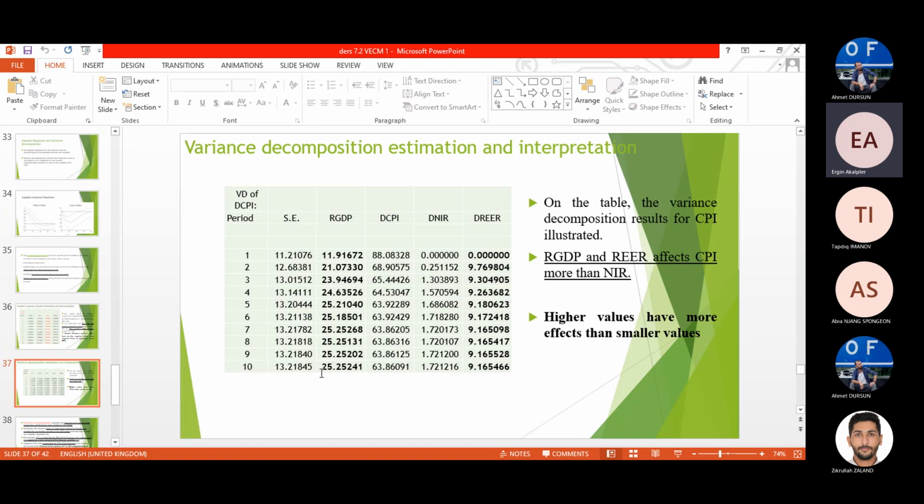As you see, real GDP has 11, something, 21, 23, 24, 25. It goes like this. And when you go to the nominal interest rate, it is only 1 point something: 1.3, 1.5, 1.6, 1.7. These are not huge numbers affecting and changing the CPI. And when we go to the real effective exchange rate, similarly, compared to the nominal interest rate, there is a higher impact on the CPI, the so-called consumer price index. If you have any questions, you can ask.